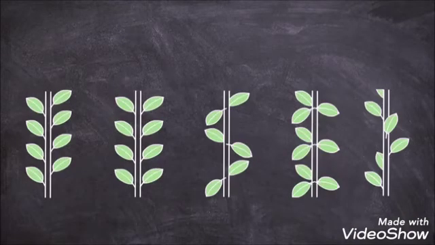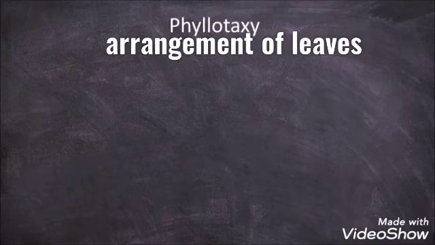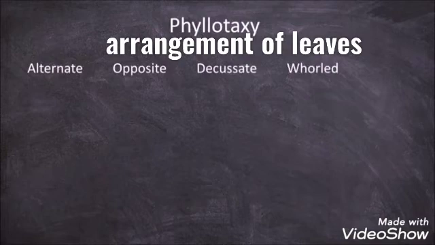The arrangement and number of leaves on the stem of a plant is genetically determined and is often a characteristic of a particular species. Phyllotaxy is the term to describe this arrangement of the leaves on the stem. There are 5 main forms of phyllotaxy: alternate, opposite, decussate, whorled, and spiral.